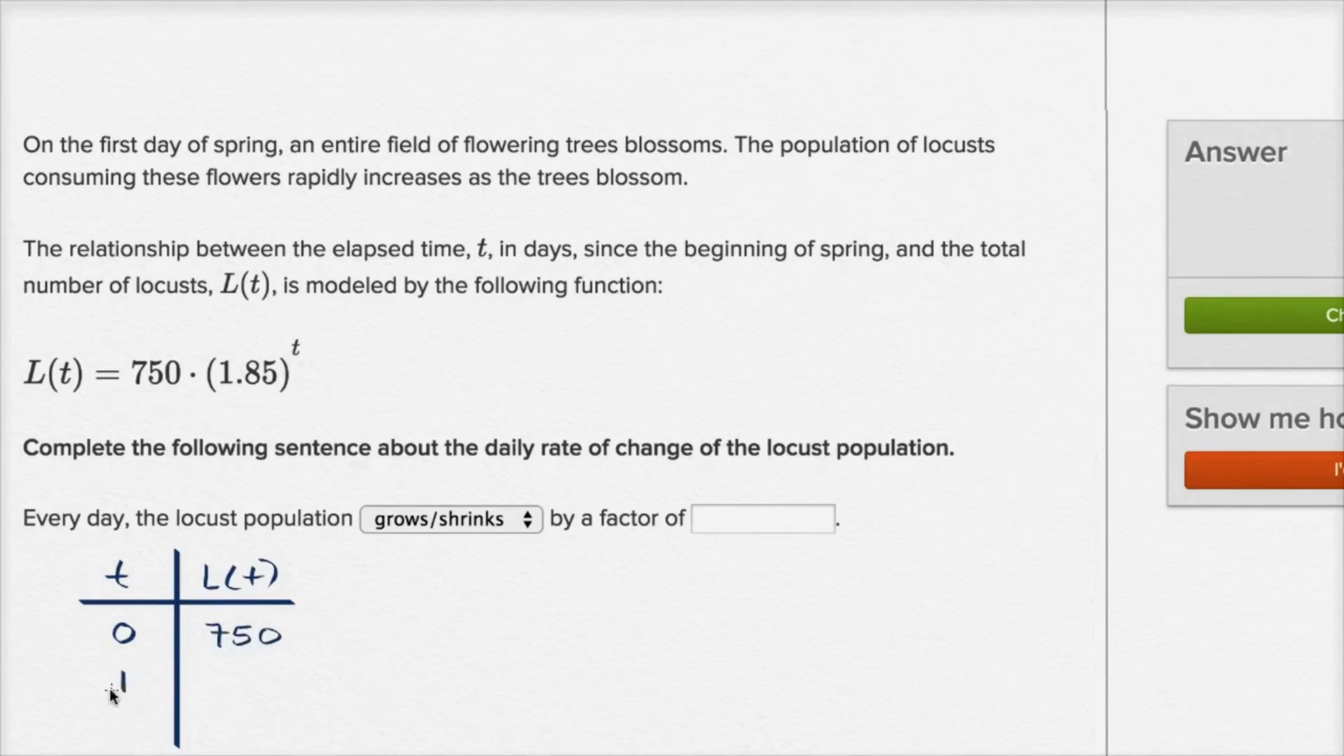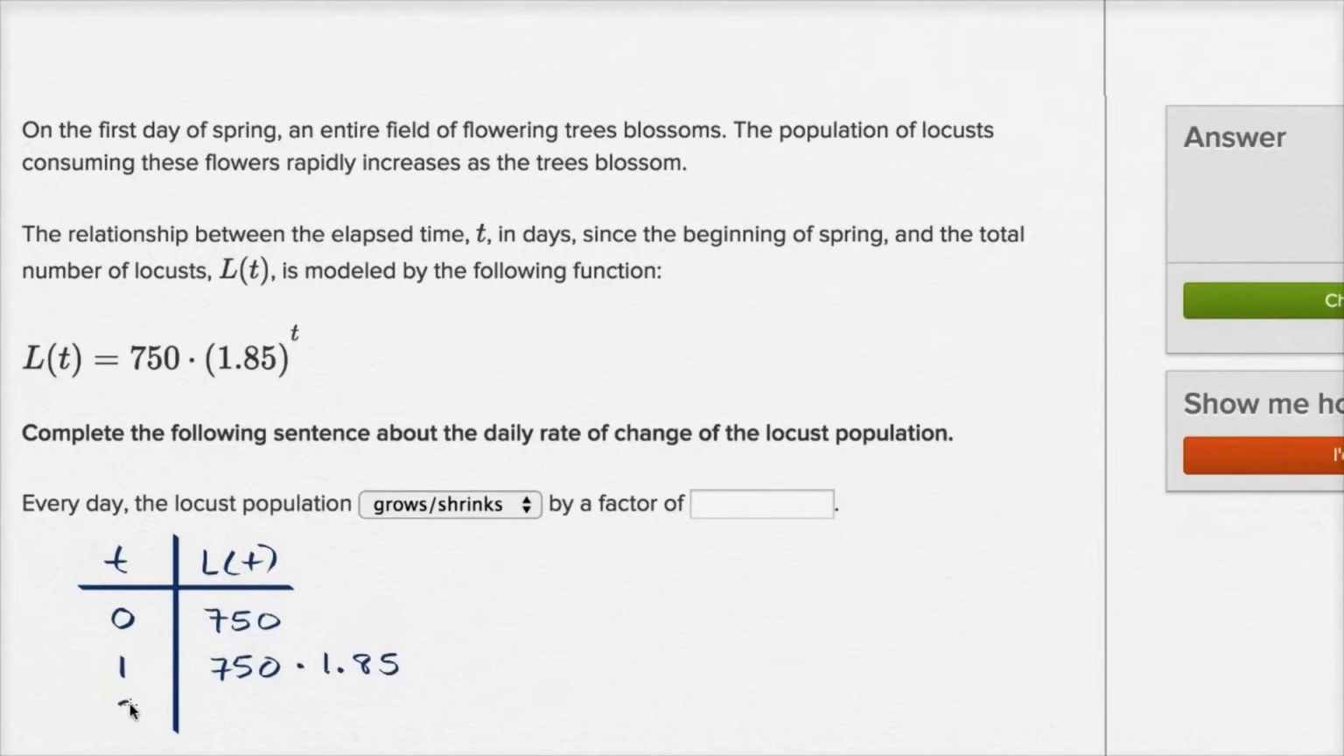Then when t equals 1, what's going to happen? Well, then this is going to be 750 times 1.85 to the first power. So it's going to be times 1.85. When t is equal to 2, what's L of t? It's going to be 750 times 1.85 squared. Well, that's the same thing as 1.85 times 1.85.